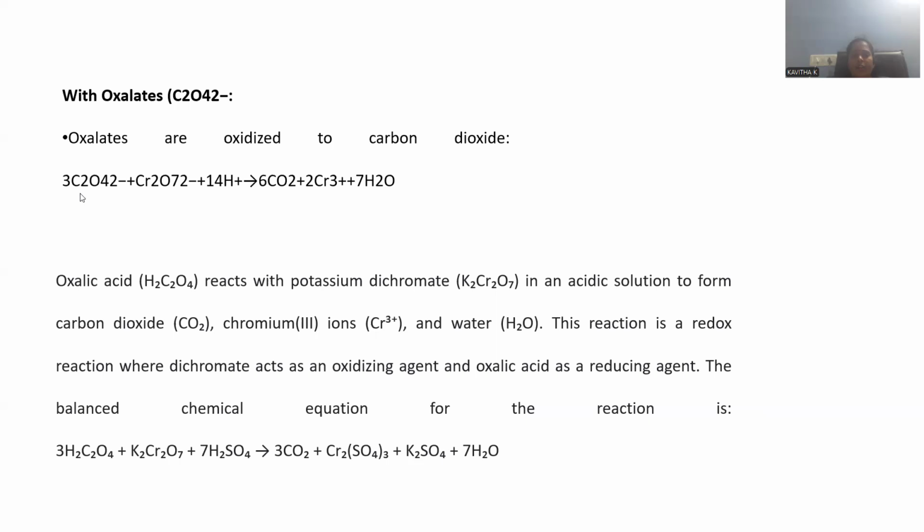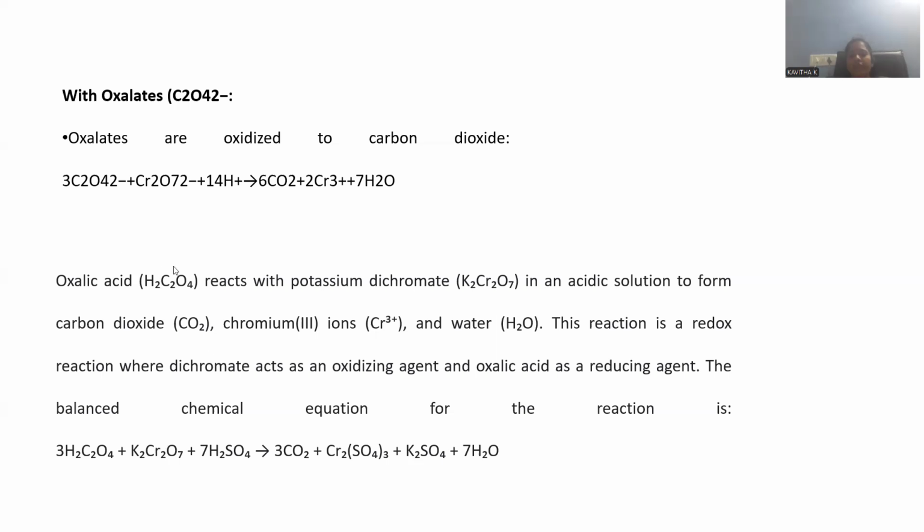Here Cr2O7 2- will be turned into Cr3+, chromium tripositive will be generated, and the 14 protons are turned into 7 water molecules as a product, accompanied by carbon dioxide and chromium tripositive. Oxalic acid reacts with potassium dichromate under acidic conditions, because we are mentioning H+, right? Acidic condition is the requirement to form carbon dioxide as the product. This is the oxidized product.